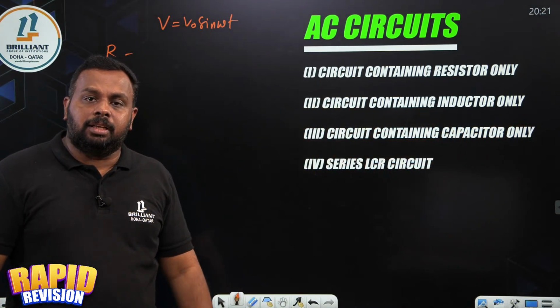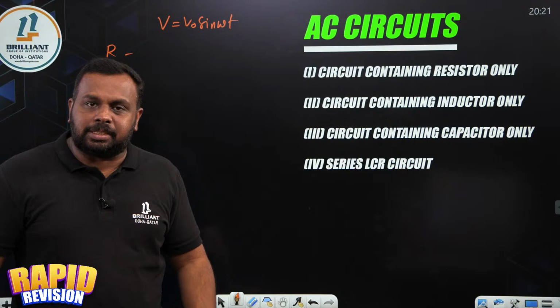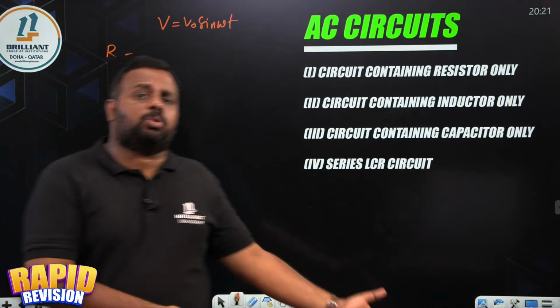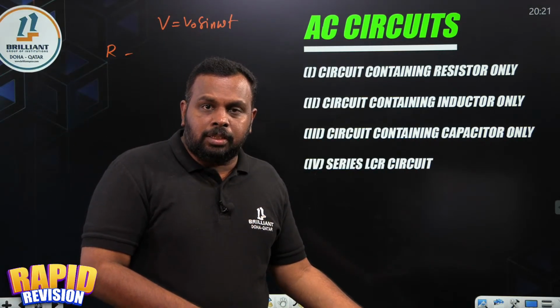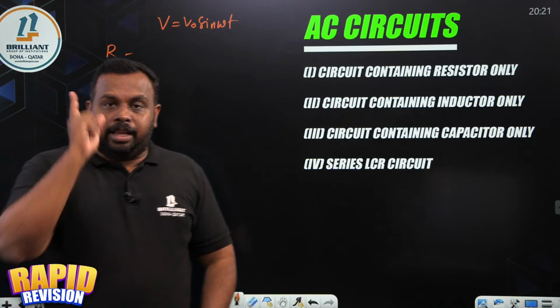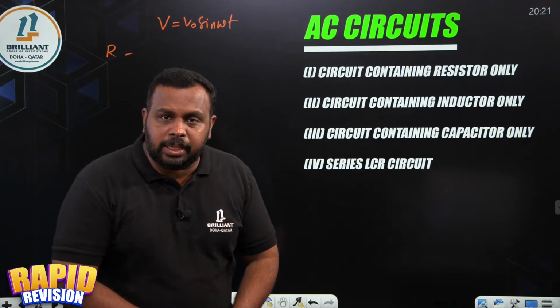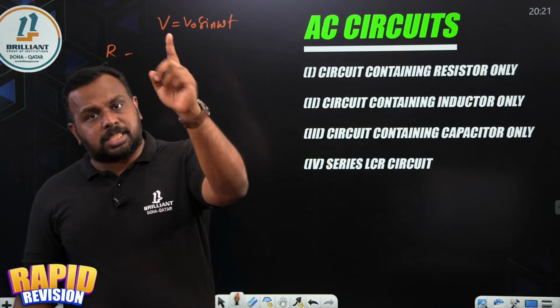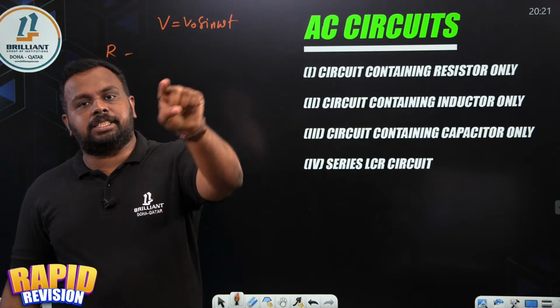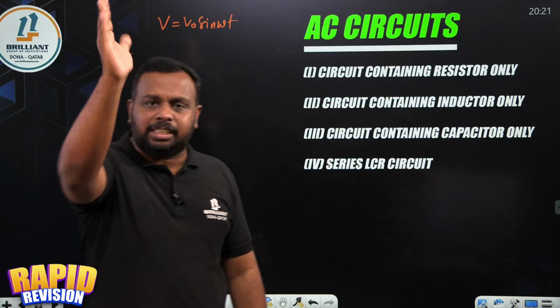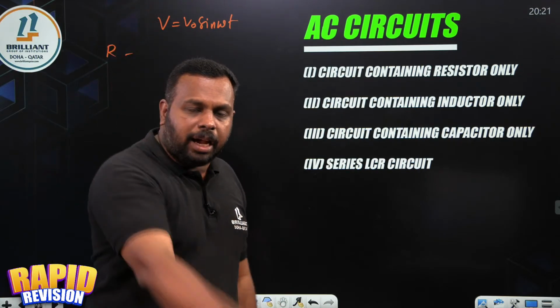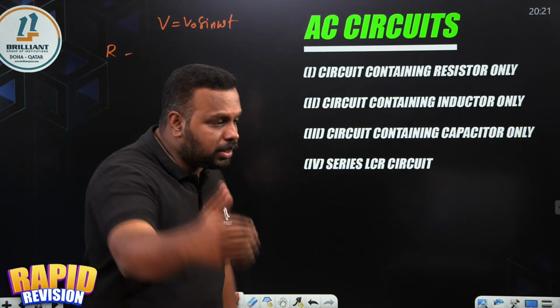Current and voltage are in same phase. What does it mean? It doesn't mean that the magnitude of current is equal to the magnitude of voltage. If current and voltage are in same phase, the instant current reaches its maximum value, voltage will reach its maximum value. That's it. That means when current is maximum, voltage is maximum. Current is minimum, voltage is minimum. That's the meaning of what?